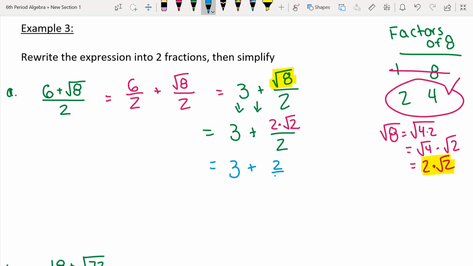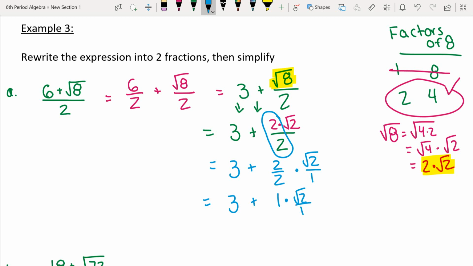So I could rewrite this as 2 over 2 times separately the square root of 2 over 1. I can pull it apart even more, which is why I know immediately I could divide these two, because I broke it up so that my like terms are together. And 2 divided by 2 is 1. So I really have 3 plus 1 times square root of 2 over 1.